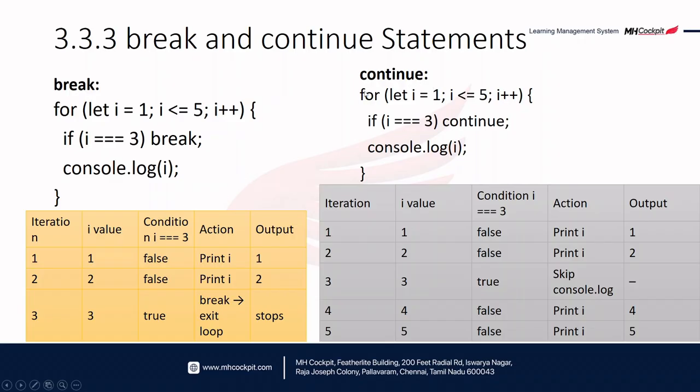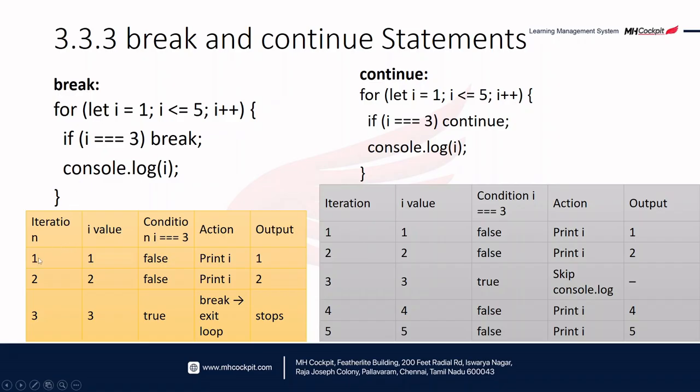If I am using the continue statement, it will execute all the iterations, but when it reaches the third iteration, it won't print it. See, I have used continue here. So it will continue to the next iteration. It won't execute this statement, which is console.log. Let us check the output in both cases. Let's take the output for the break.